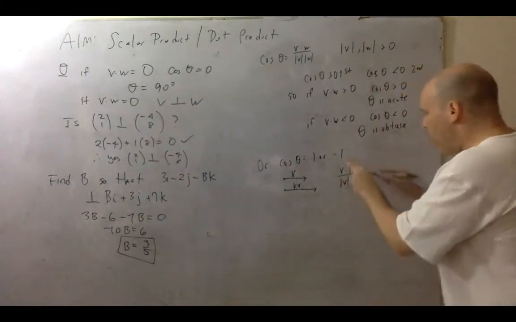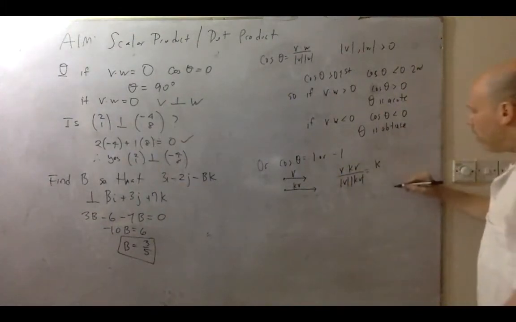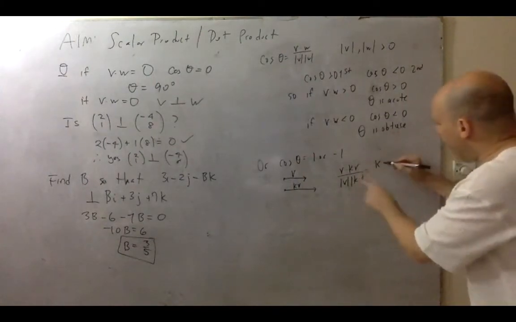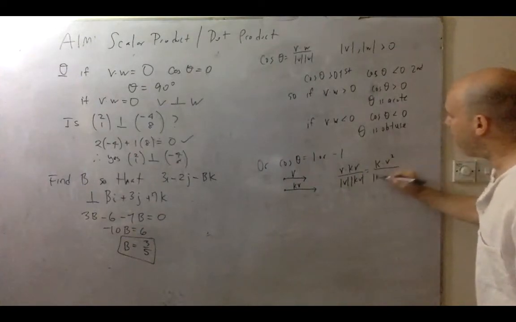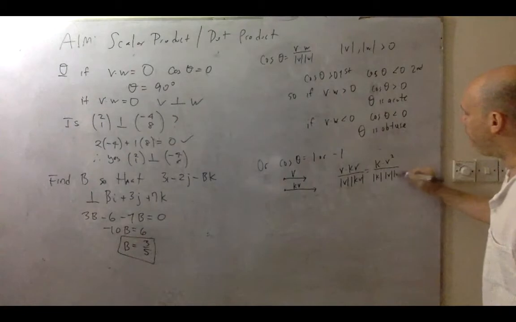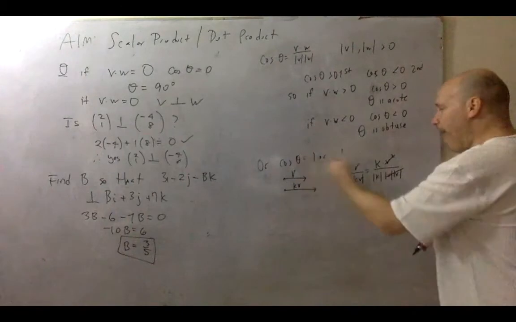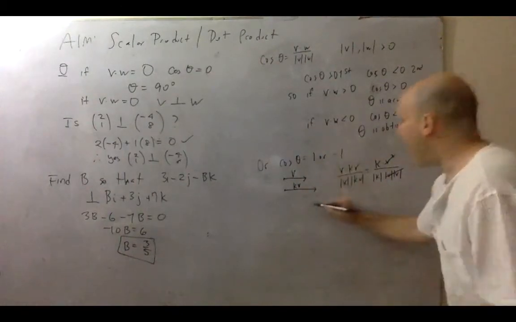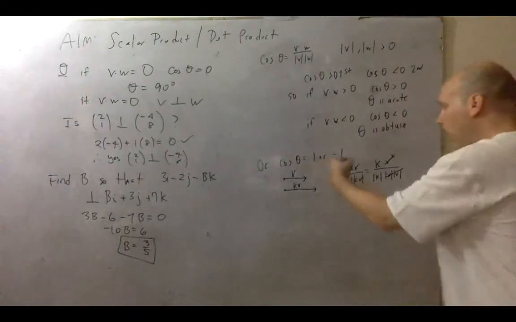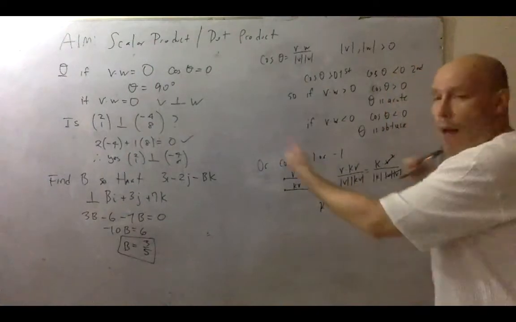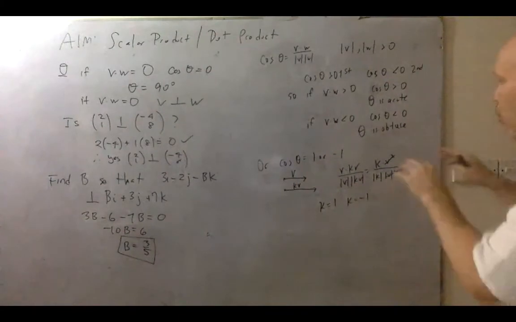Yeah, this is interesting, right? So, if we pull the K out, we have K times V squared over the absolute value of K times V magnitude. This goes out with that. And so we have two options. If they're parallel, then K equals 1. If they're opposite directions, then K equals negative 1. And that's the two options.